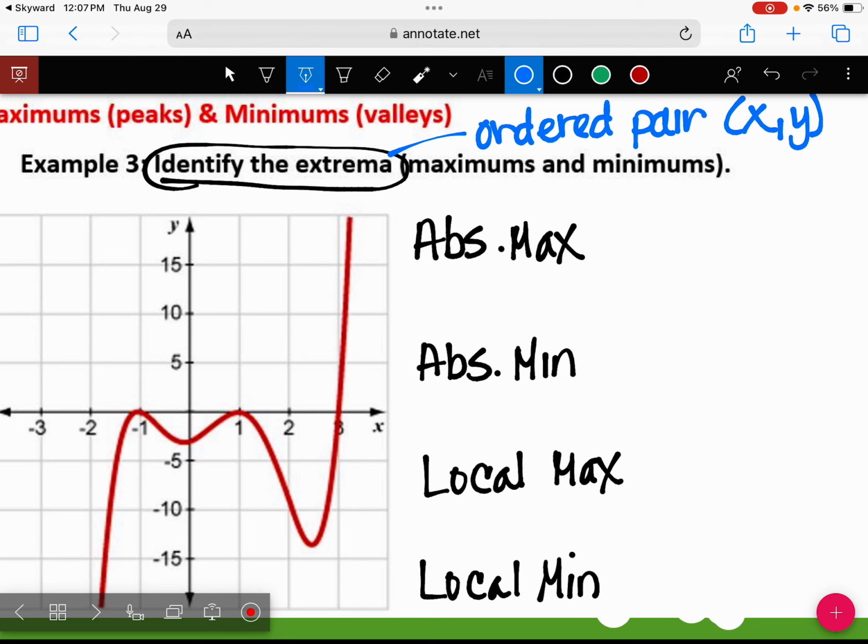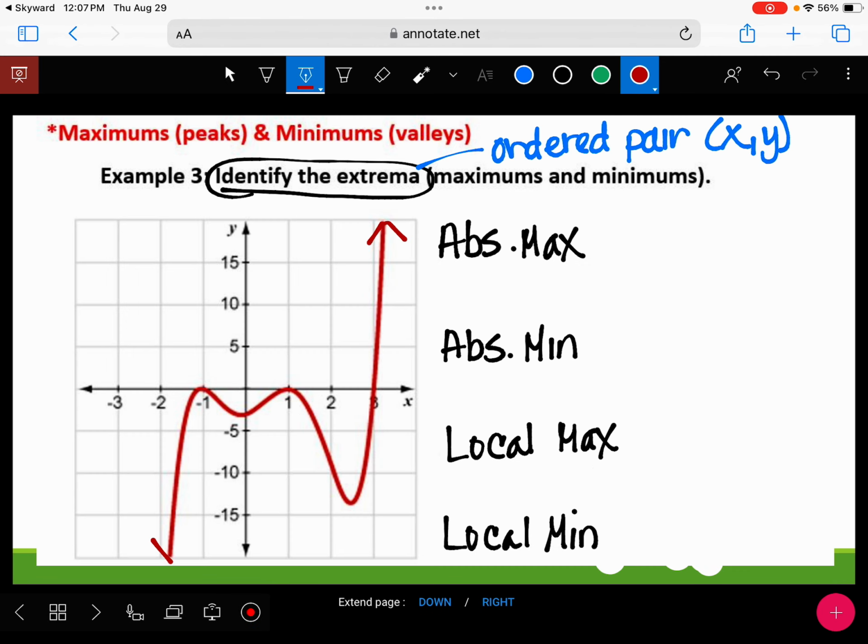So I'm looking for a point, XY. And I think I added this. Did I add arrows on yours? I think I added that before I made the copies.